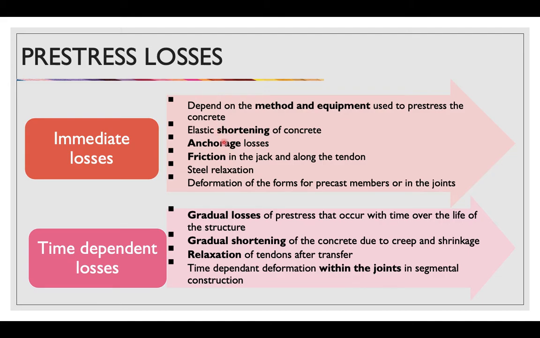So these are the few immediate losses that we are considering in our calculation, which are the elastic shortening of concrete, right? Then we also have anchorage losses, right? The anchorage losses are usually considered for post-tension members, right? Then we have friction in the jack and along the tendon, right? Then we have steel relaxation and also deformation of forms for precast members or in the joints, right? So you can see here for immediate losses, it will actually depend on the method and equipment used, whether it is a pre-tension member or a post-tension member, right?